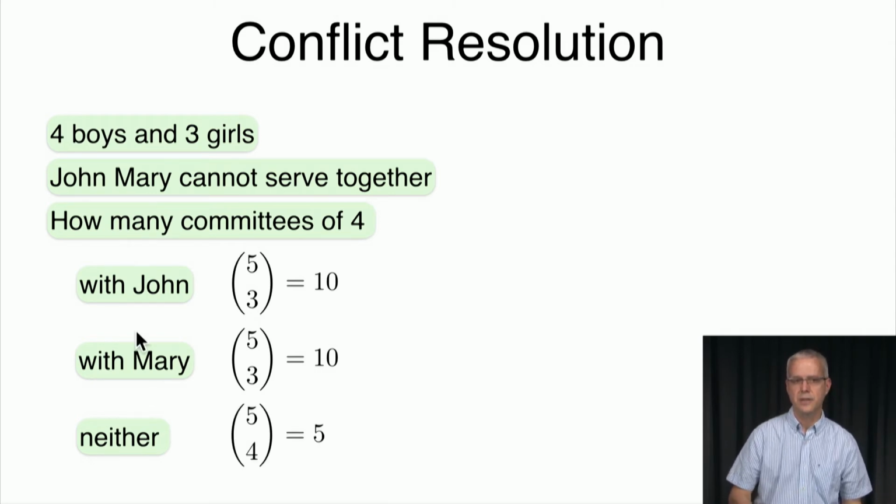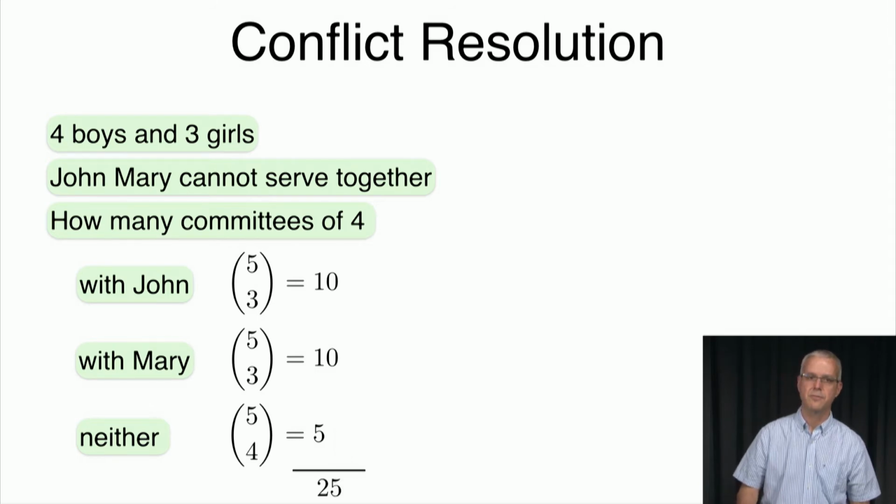And notice that these are the only types of committees we can have, because we cannot have a committee with both John and Mary. So it's either one with John, or with Mary, or with neither. And these sets are disjoint, because these committees will contain John, these will contain Mary, and these will contain neither. So these sets are disjoint. And therefore, by the addition rule, the total number of committees that we can have is going to be 25.